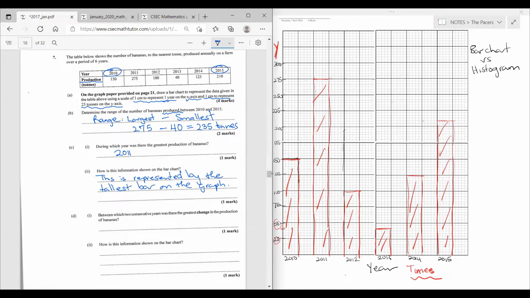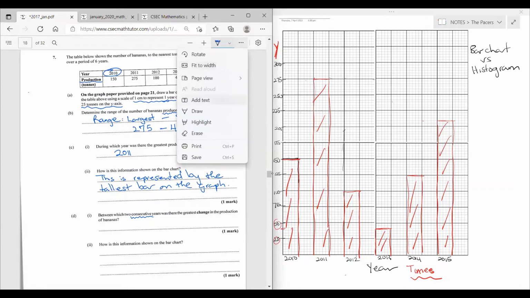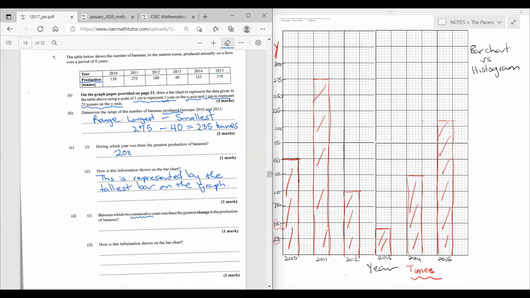So what does consecutive mean? One after the other. One after the next. So two immediately following, one immediately following the next. So between 2010 and 11, 11 and 12, 12 and 13, 13 and 14, 14 and 15. In order for us to be able to see this properly, we record the change in each year.